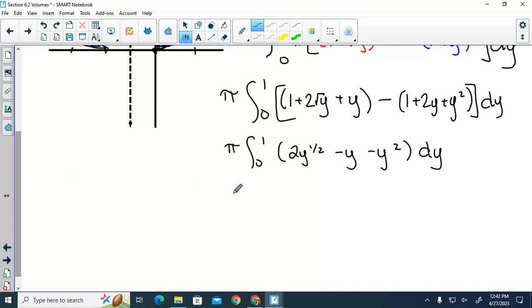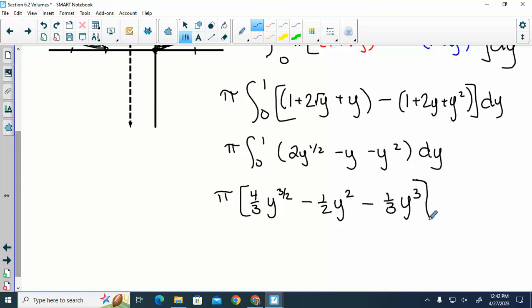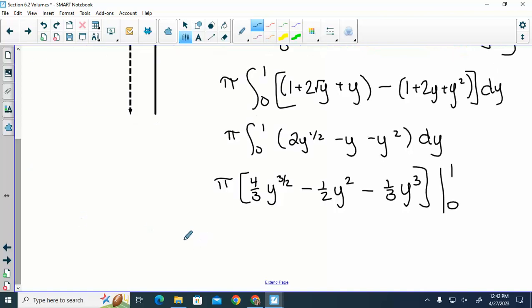So now let's do the antiderivative. Antiderivative of 2y to the 1/2. If you add 1 to your power, then we need a 2/3 in front, times the 2 that's already there, is 4/3. Minus antiderivative of y. Yep, I don't know why I put a 2y squared. Minus antiderivative of y squared, 1/3 y cubed. Once you evaluate from 0 to 1.